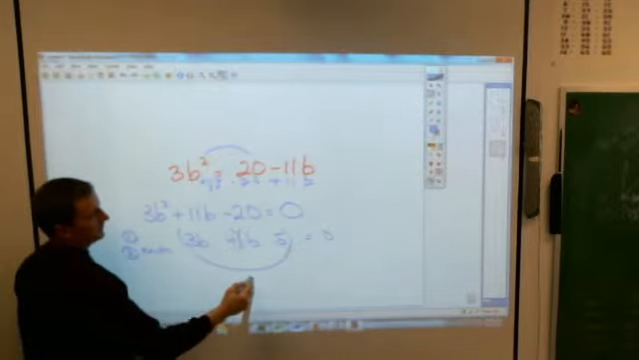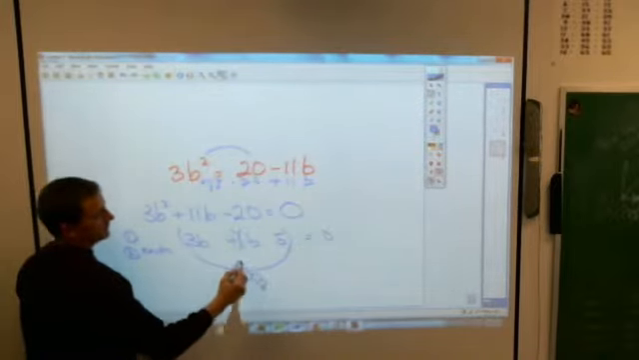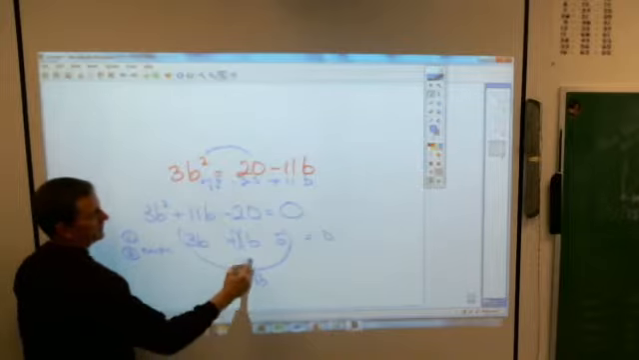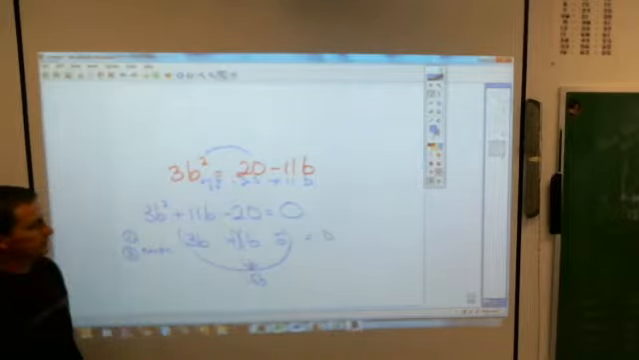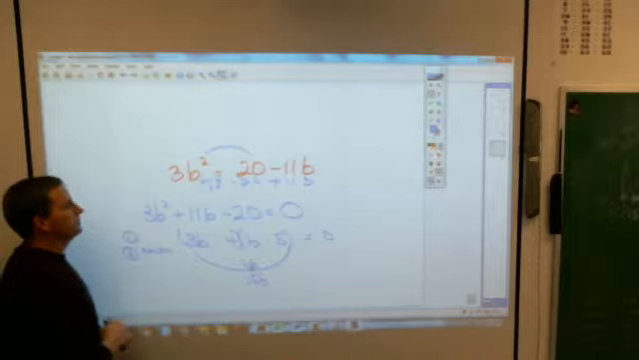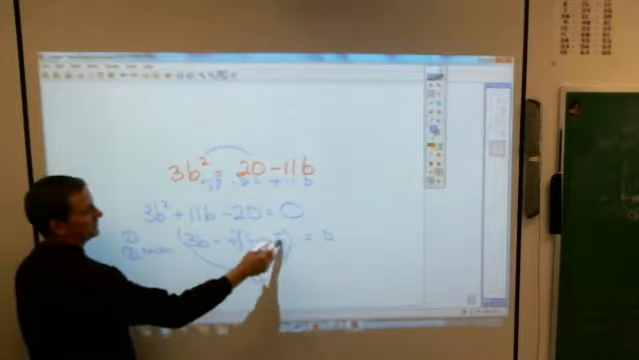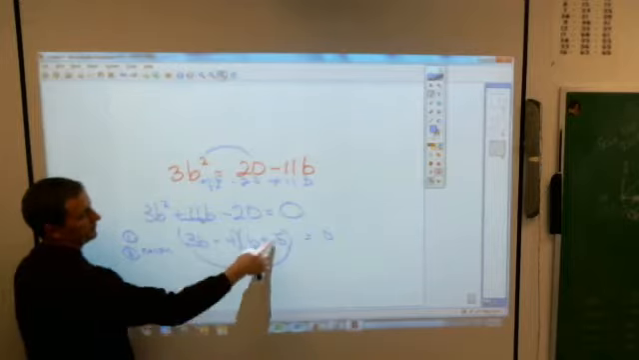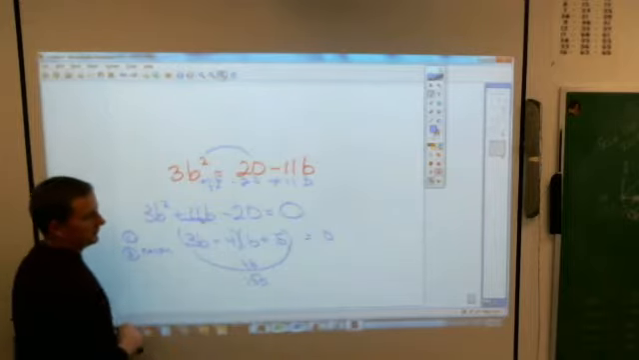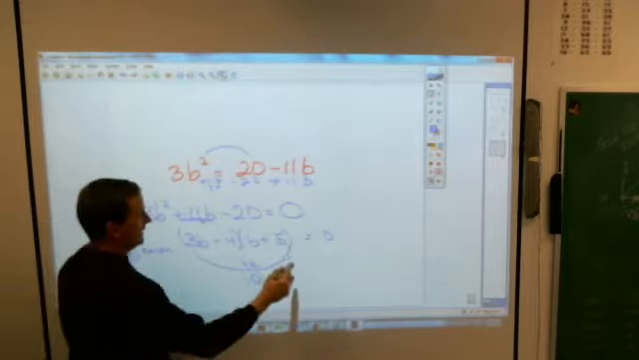This times this is 15b, correct? This times this is 4b. What has to be negative? What has to be positive? Anybody? This has to be negative, this has to be positive, because you need to get a positive 11b, so this has to be the positive, that has to be the negative. Now, am I done? Absolutely not.